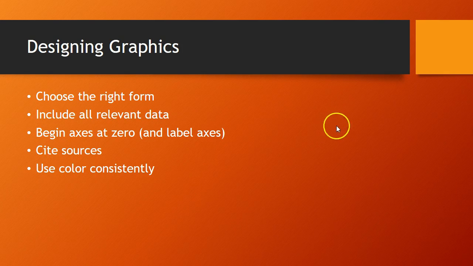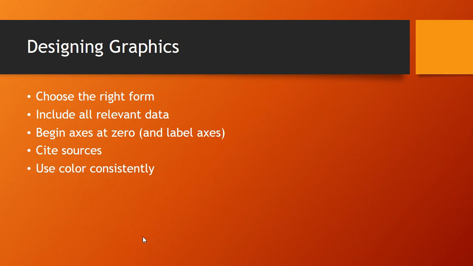Also include all relevant data, so you don't want to just include partial data. This is kind of an ethical thing. If you only include partial data, you might be skewing what the graphic seems to present. Beginning axes at 0 is essential, because again that can skew things and make it seem like there are bigger changes than there are. Citing sources: if you're ever using information from another source, make sure to cite it. And using color consistently.